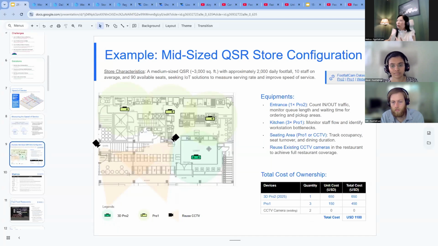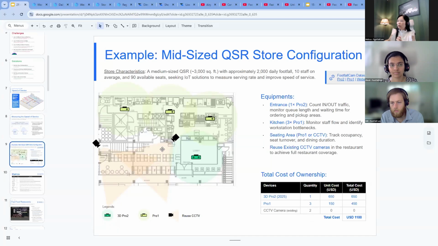You can monitor the queue length here, the waiting time in the ordering, the pickup area, and the kiosk area as well. You might use 3 Pro 1, and you can monitor the staff flow and identify the workstation bottlenecks there. We can also work with your existing CCTV to track the occupancy and seat turnover in the dining duration.